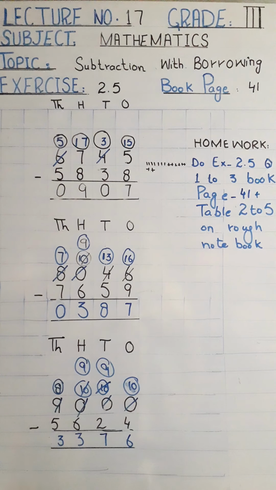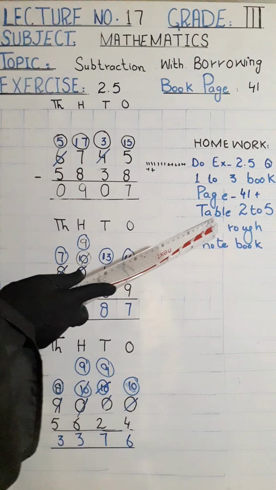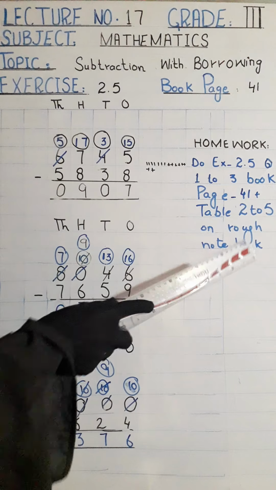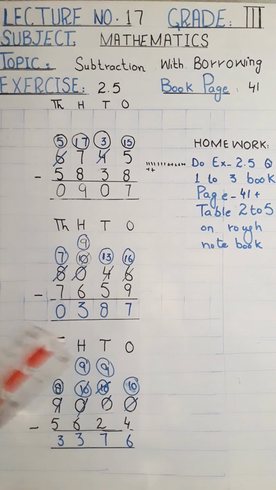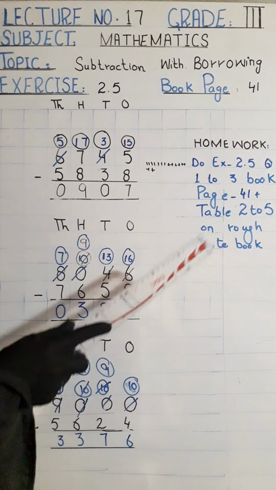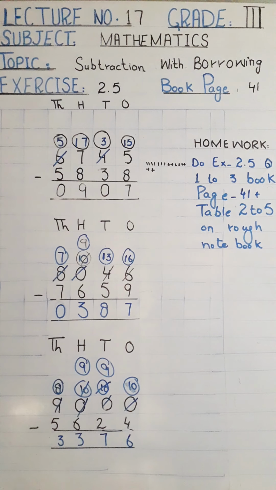Clear students? Now move toward your homework. Now can you easily solve these questions? Move toward your homework. Okay? Your homework is to do exercise 2.5. Questions 1, 2, 3, means only 3 questions. Book page 41. Tables 2 to 5: you people write tables 2 to 5 on rough copy. Okay. Plus tables 2 to 5 are not in written form today, but in oral form.